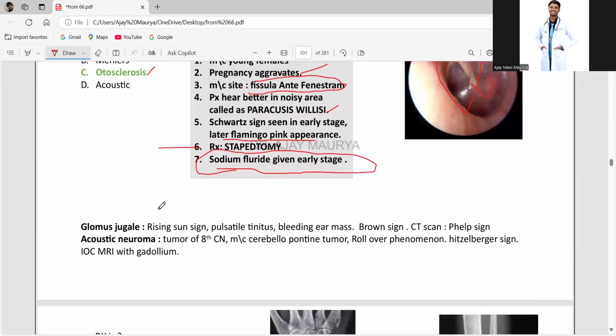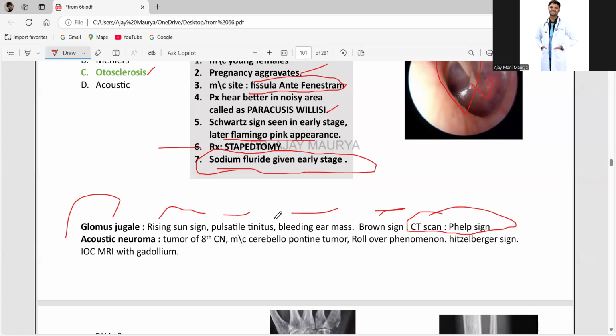Next one is the glomus jugulare. I think everyone knows there is a rising sun sign. There is pulsatile tinnitus, a bleeding ear mass, and a Brown sign. On CT scan, you will see the Phelps sign. Now just remember that this is the glomus jugulare.